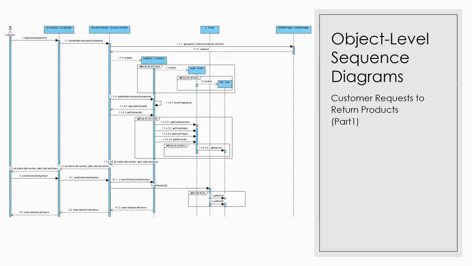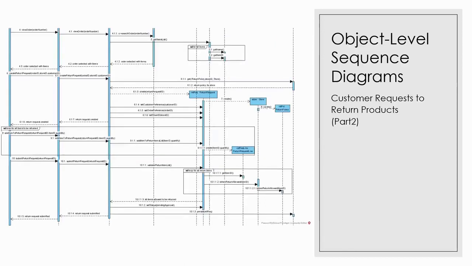He can then select a single order. So we have a search order method in order to retrieve the particular object order in an object named O, owned by the domain controller, and we get all the items in that order. At this point, the customer can create a return request. The system must retrieve the store object since it contains the return policy.